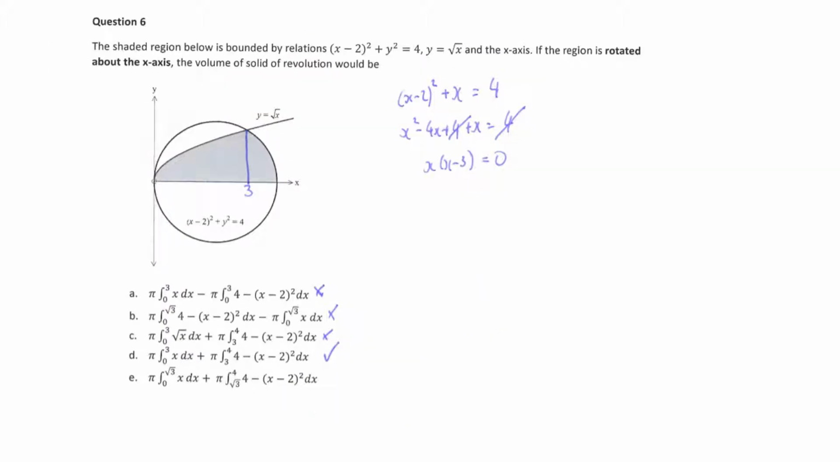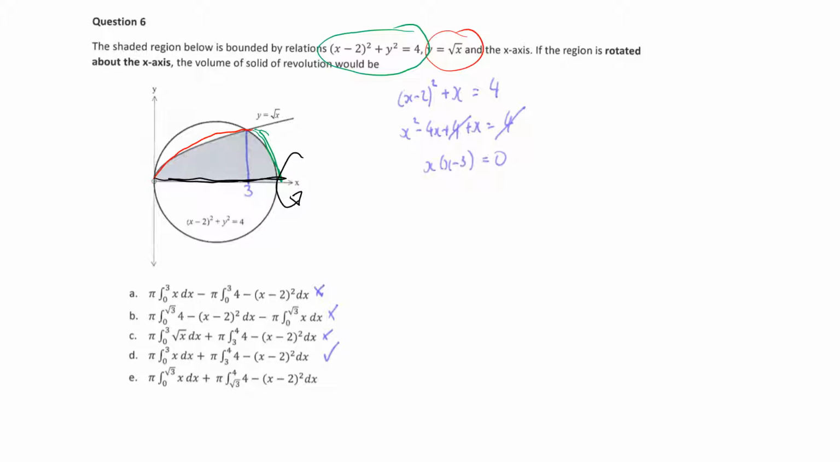Okay, question 5, the shaded region. The region that you can see there has boundaries y equals the square root of x over here, and the part of the circle that I'm going to highlight in green comes from this relationship. It's a circle of center (2, 0) and radius 2. All right, so those are the boundaries, as well as the x-axis itself. So let's just highlight that. This is the region that we're rotating about the x-axis.